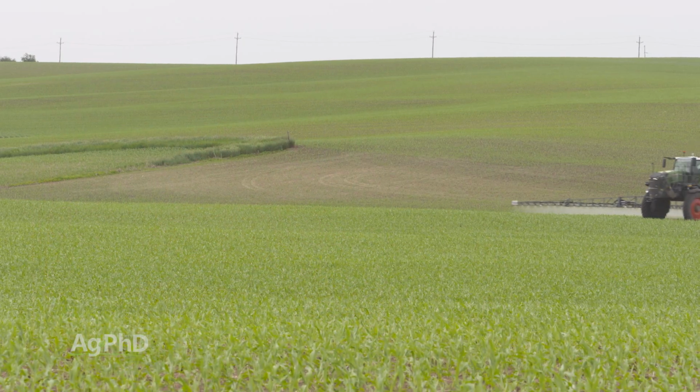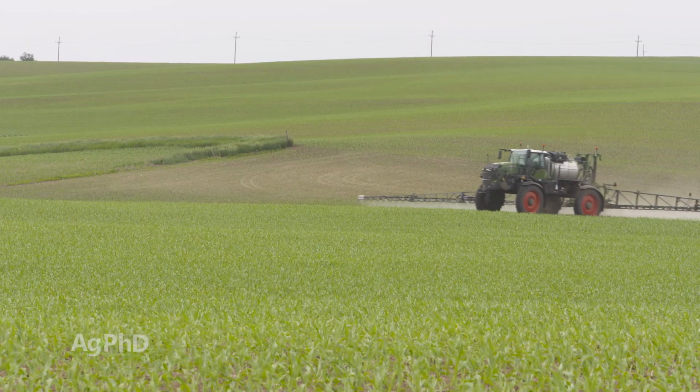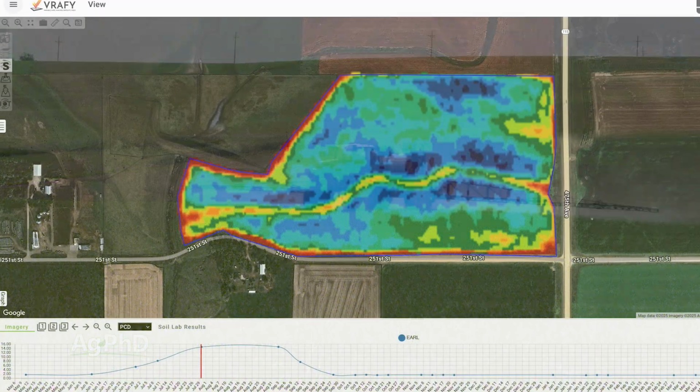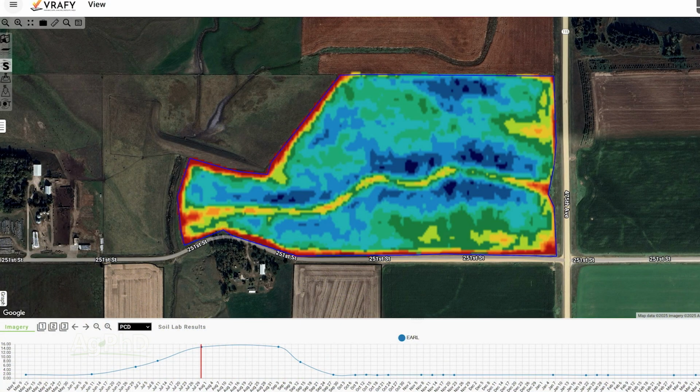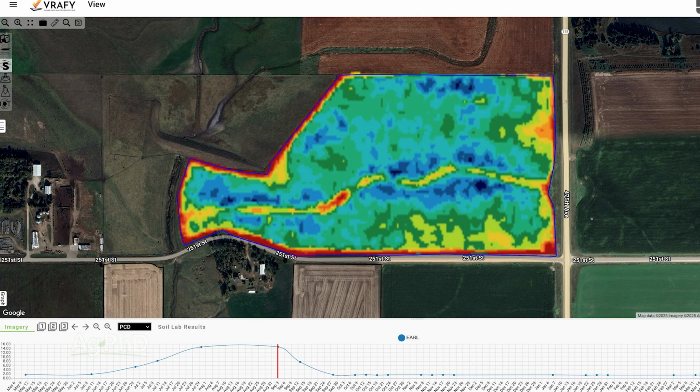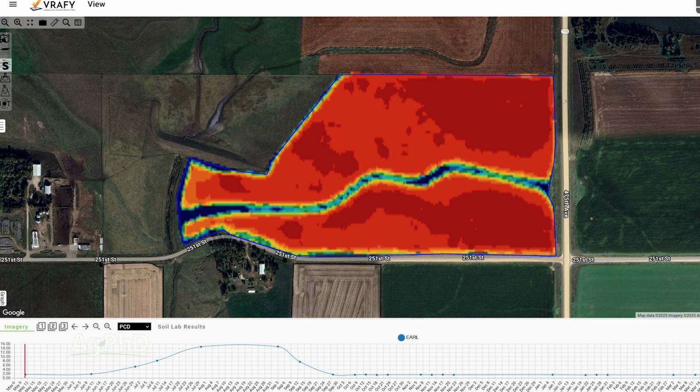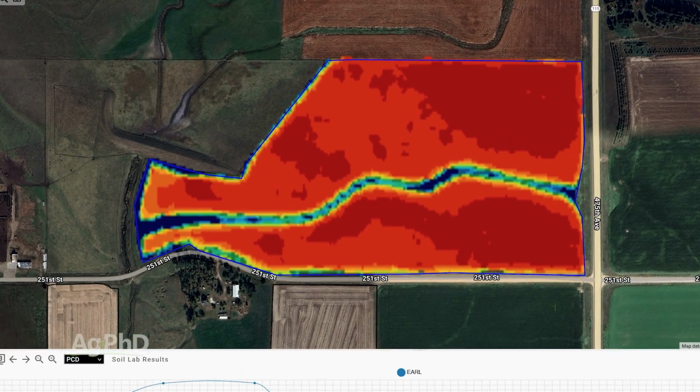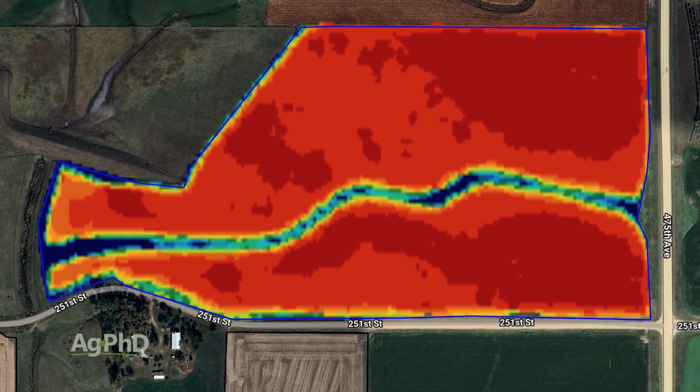Oftentimes, if you get really busy in the spring and you don't get looking at the satellite imagery till the middle of the season, yes, to Brian's point, you see, oh no, I've got a problem out there, let's go figure out what it is. I like looking back in time and saying, okay, let's go back to our planting date and see what the issues are and when they developed in the field.